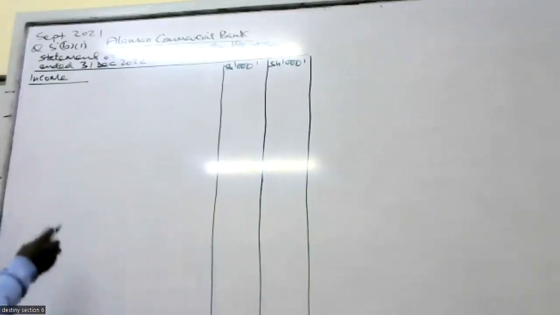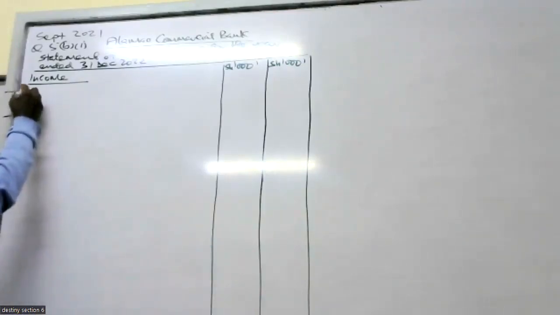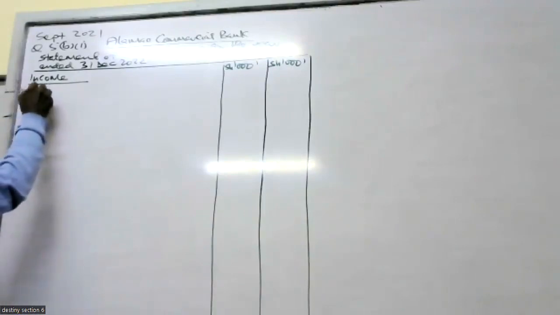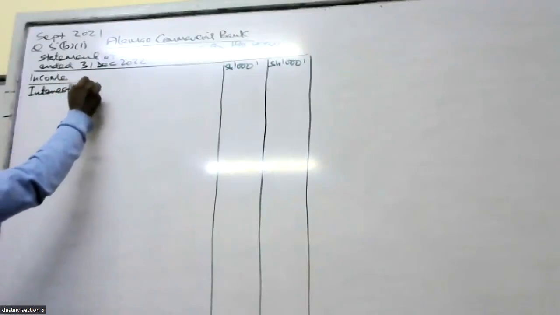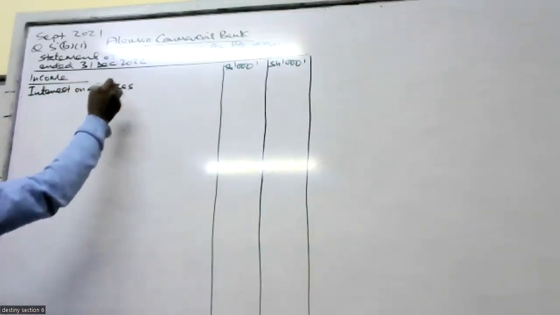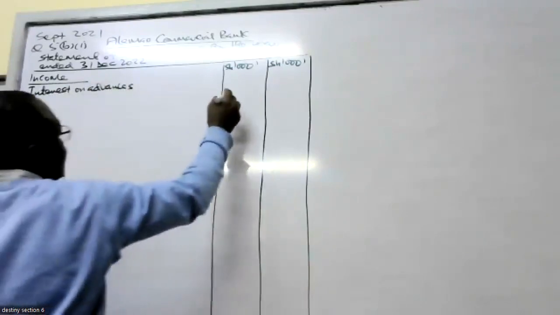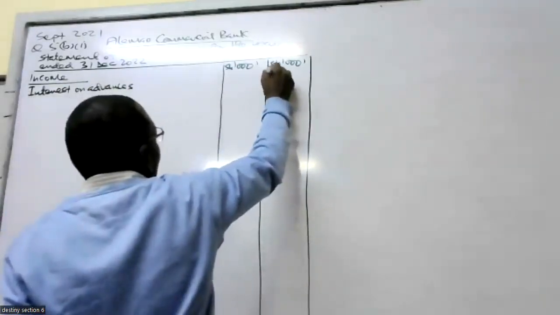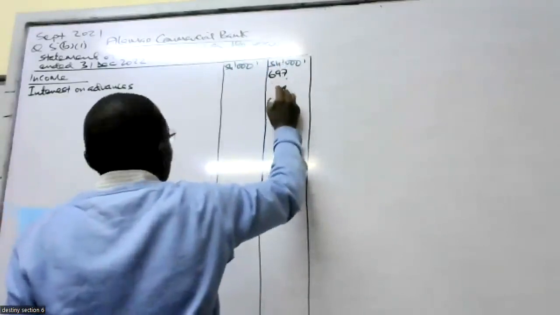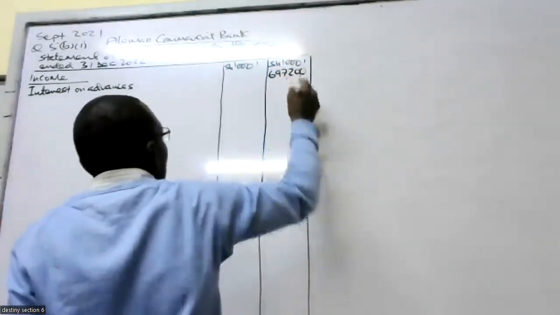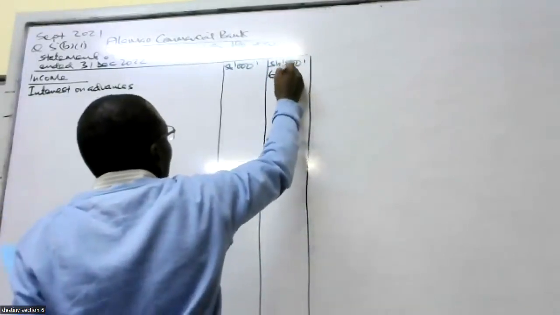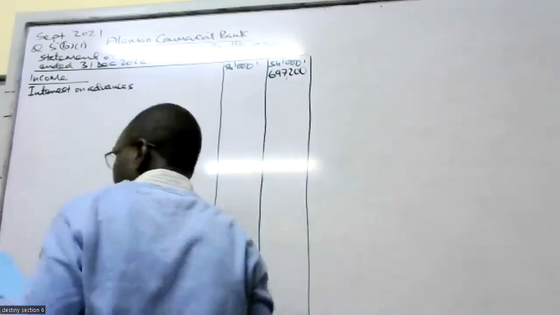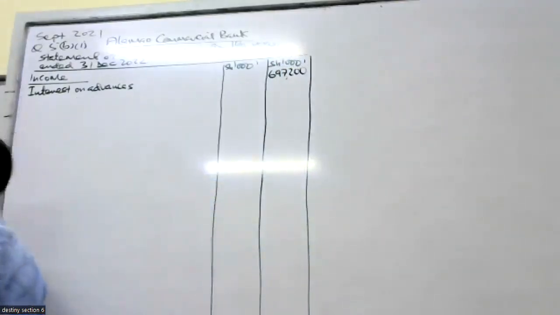So the first income here is interest on advances, and interest on advances is $697,200.